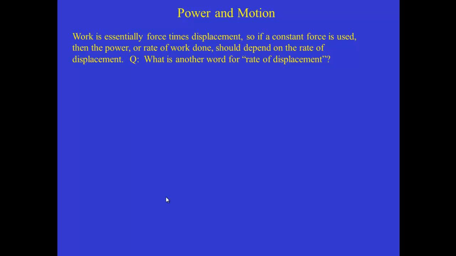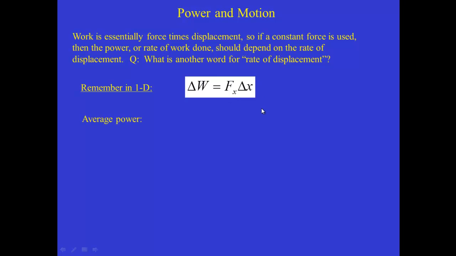So think for a second. What's another way of describing the rate of displacement? The amount of displacement of an object per unit time. So if you move from point A to point B, you go through a displacement, and that displacement divided by time is just your velocity, right? So in one dimension, the work done is F sub x, delta x. It's the component of the force along the x direction times the displacement delta x.